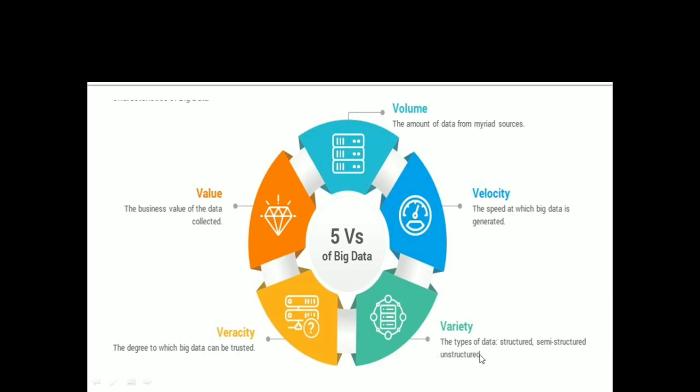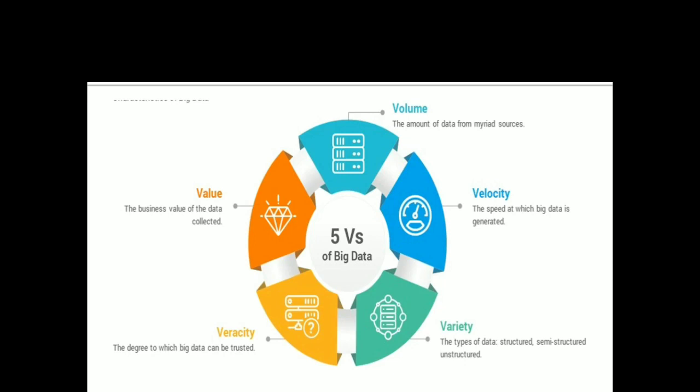The variety of the data deals with the different types of data, since the data may be structured, unstructured, semi-structured. So we are collecting the data from different sources and in different forms. Next is the veracity of the data, the degree to which big data can be trusted. Veracity deals with the uncertainty of the data, meaning whether we can trust the data, or whether the data that we are collecting is really useful for us or it is unwanted data. That point is covered in the veracity.